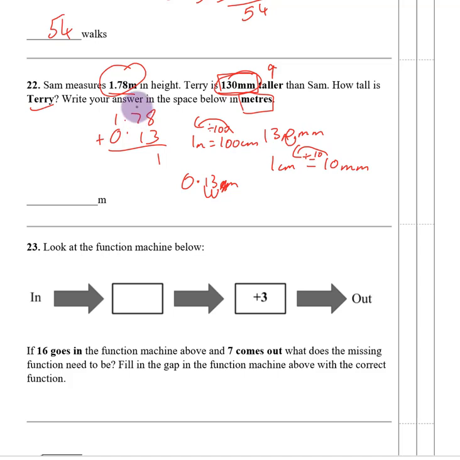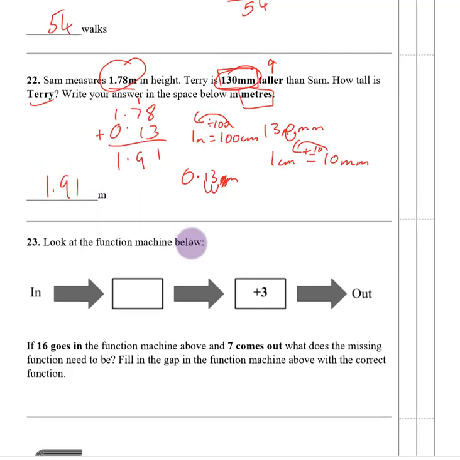So 8 add 3 is 1. Sorry, 11. I carry the 1. And then 7 add 1 and 1 is 9. Decimal point, 1 add nothing is 1. So it'll be 1.91 meters.